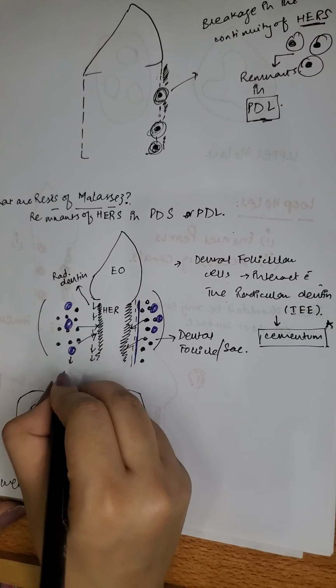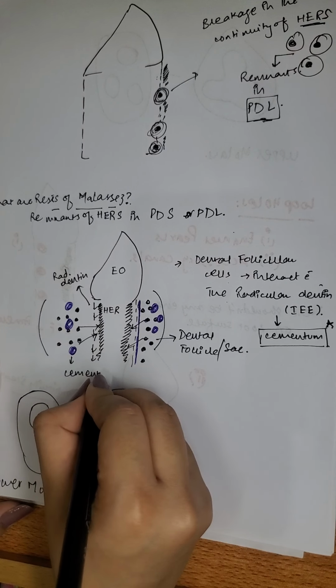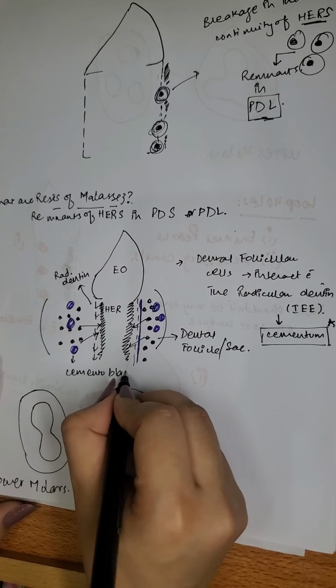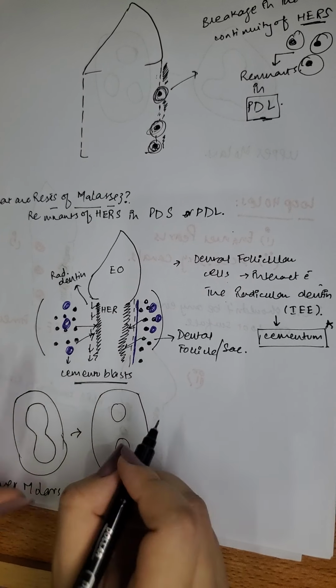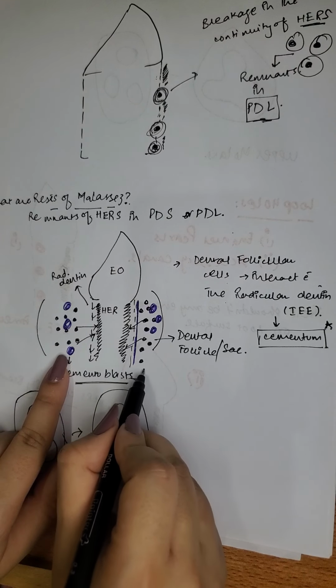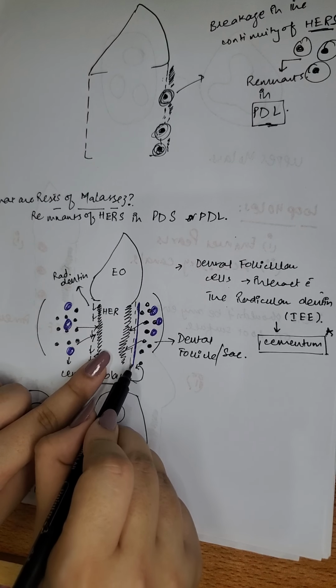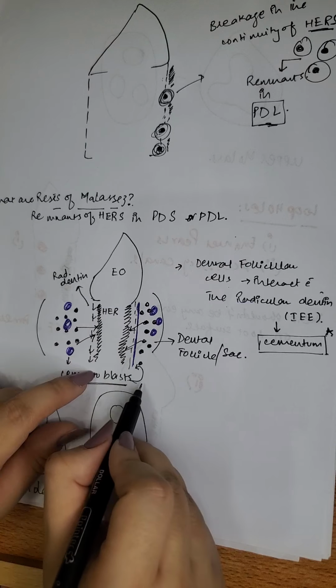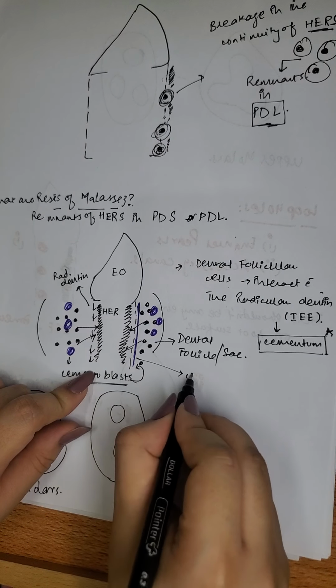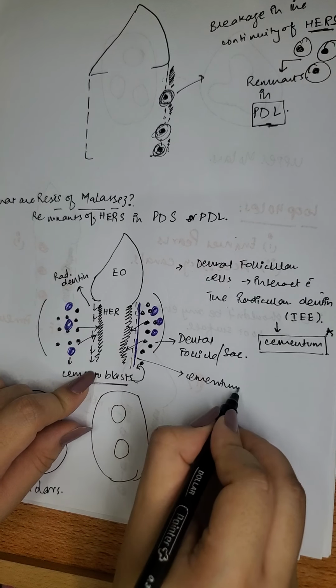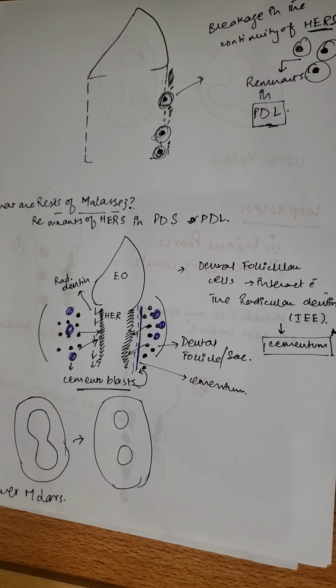So these bluish cells I am going to show you are the cementoblasts. And these cementoblasts are going to form this layer outside the root radiculodentine, this bluish layer. This layer is cementum. I hope you are clear now.